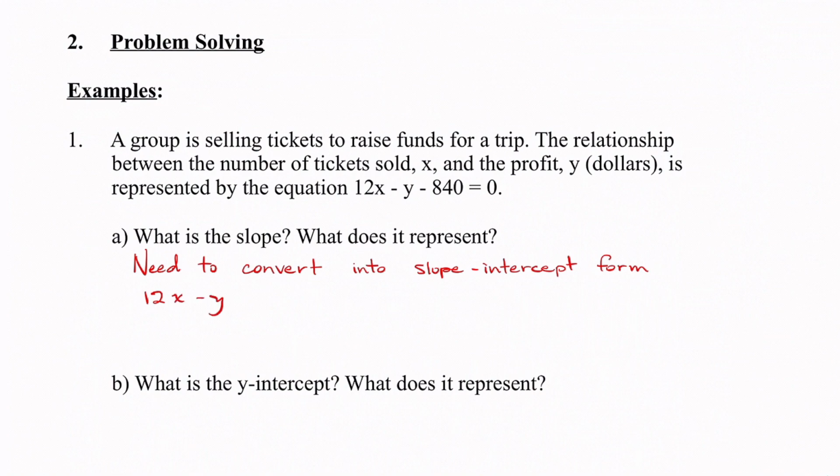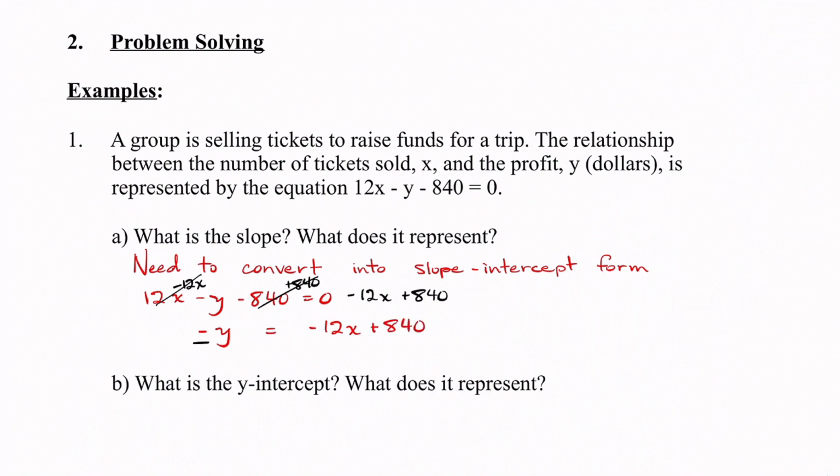12x minus y minus 840 equals 0. And then we're going to minus 12x and add 840 to get rid of those. Do that on the other side as well. So minus 12x and plus 840. So these will cancel and these will cancel. So I got negative y equals negative 12x plus 840.